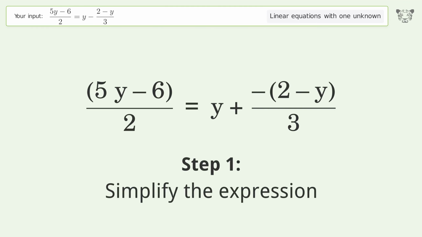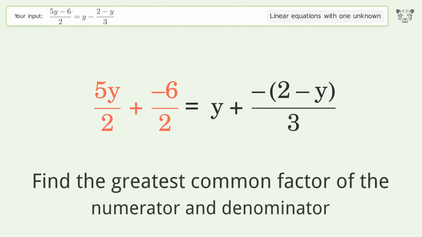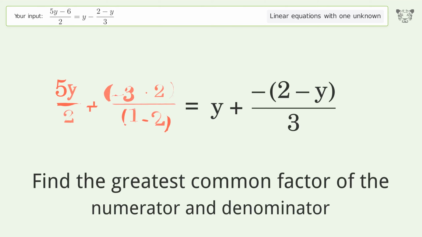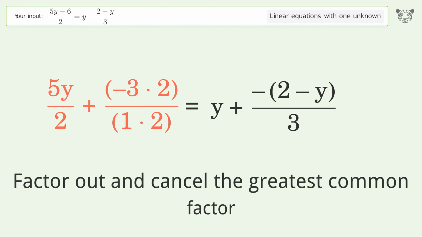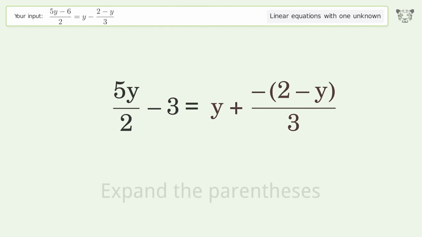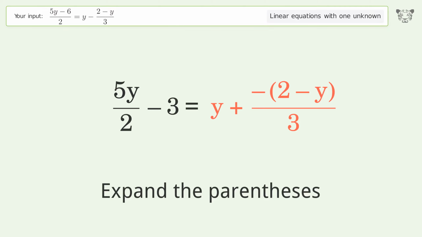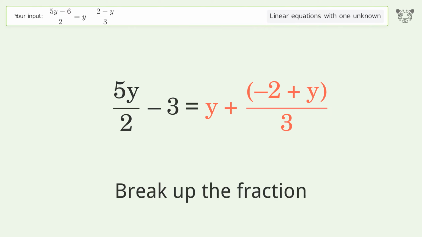Simplify the expression. Break up the fraction. Find the greatest common factor of the numerator and denominator. Factor out and cancel the greatest common factor. Expand the parentheses. Break up the fraction.